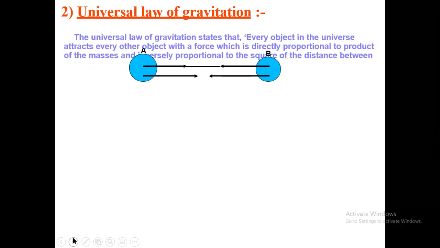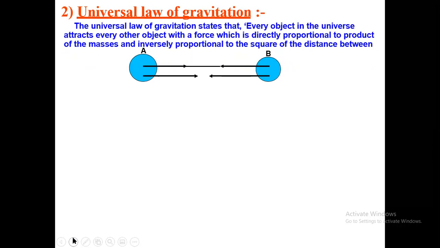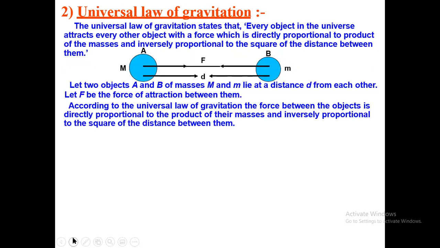Now, universal law of gravitation. What is this universal law? The universal law of gravitation states that every object in the universe attracts every other object with a force which is directly proportional to the product of the masses and inversely proportional to the square of the distance between them.